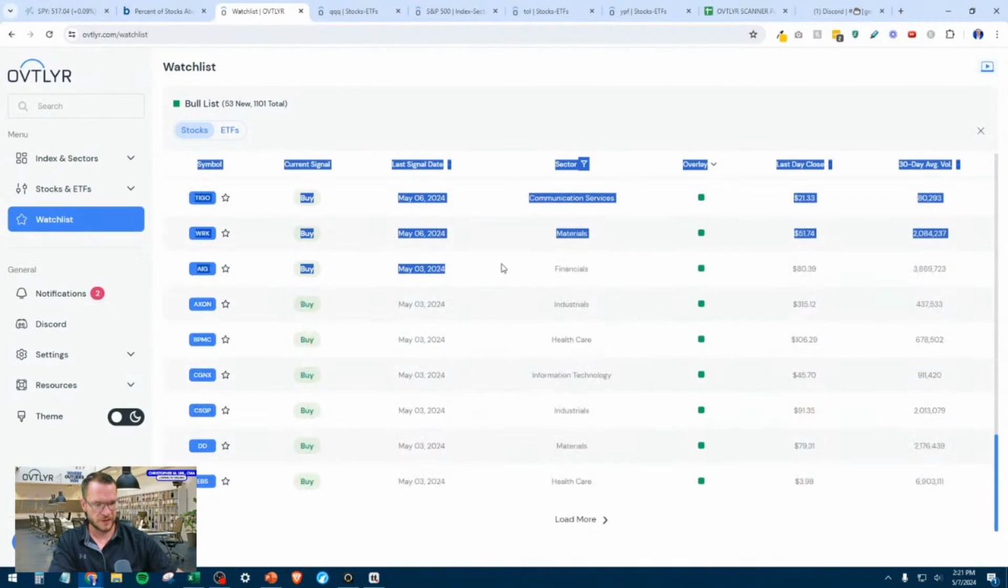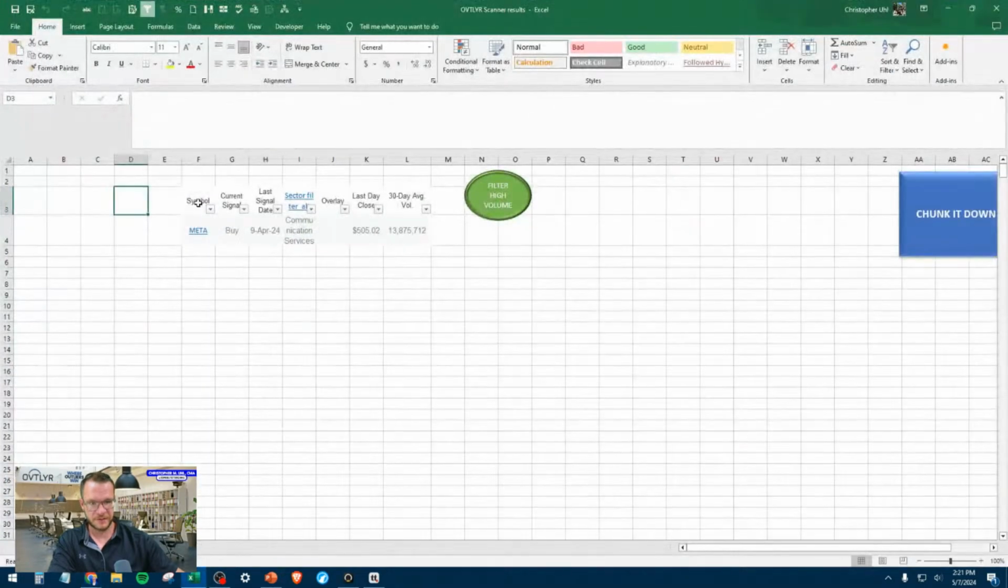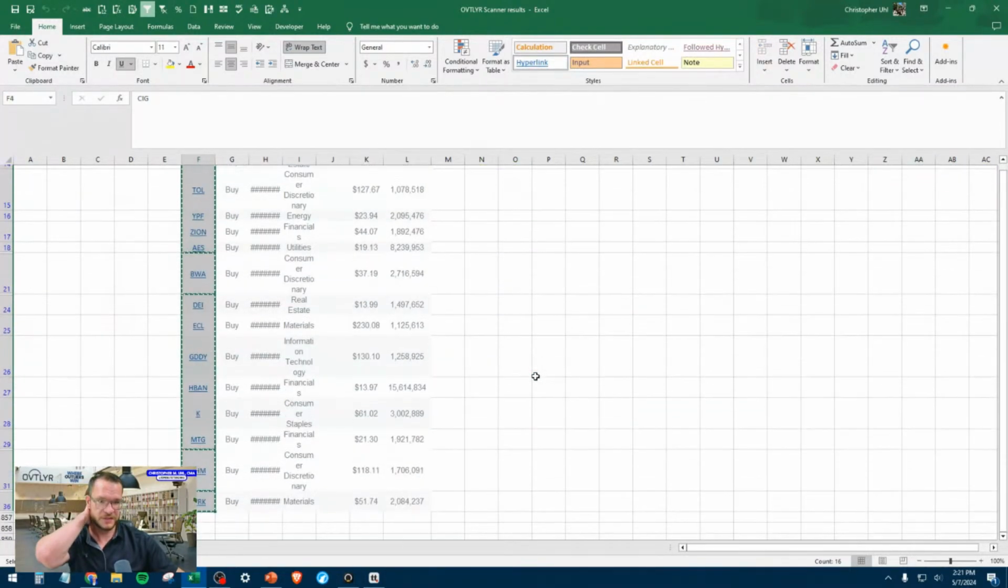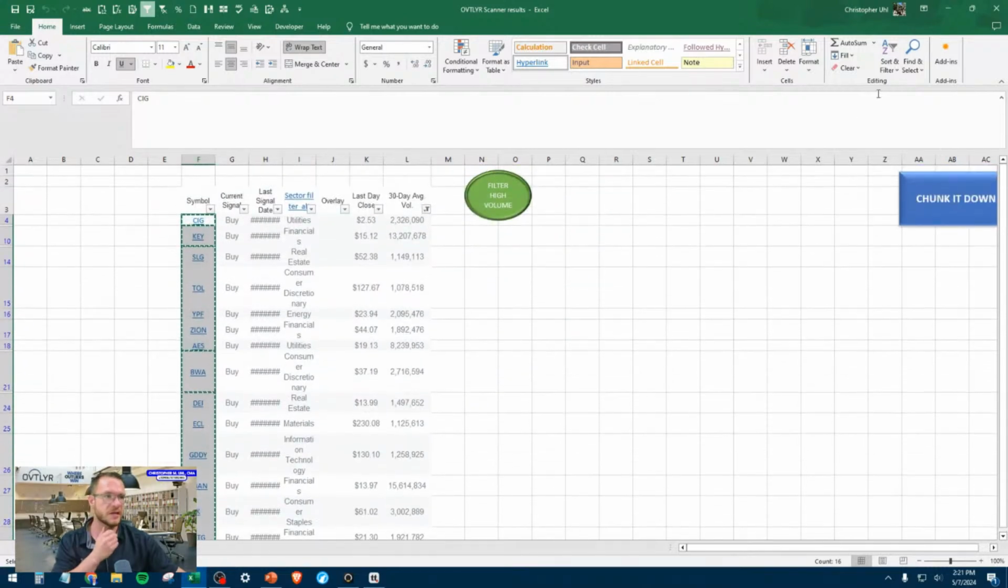May 6 had a lot. Okay, so copy that. I'm going to paste it into a spreadsheet that I made. Actually, let me undo that and then click this one button here. I wrote a macro because I am a big old nerd. 16 pass between yesterday and today.